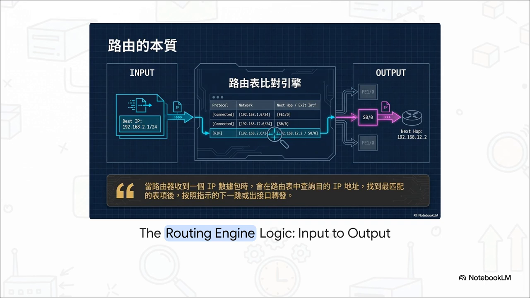When a router gets an IP packet, it's not just guessing. It immediately opens up its internal dictionary, the routing table, to find the absolute best match for that destination IP. Once it nails down that match, it just follows the instructions and punts the packet to the correct next hop or exit interface. At its core, it's just a beautifully simple matching game.